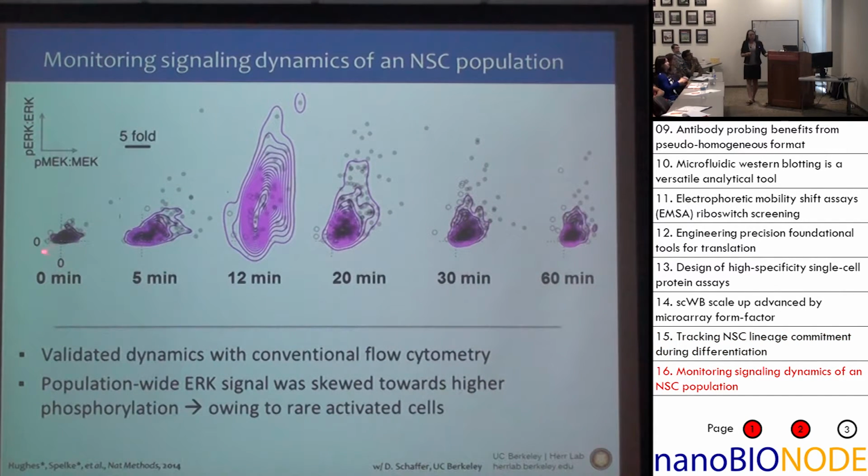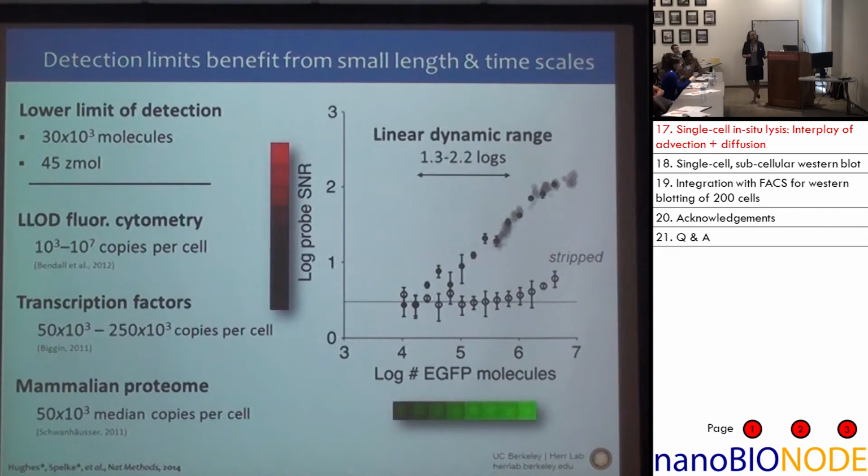Like flow cytometry, we can watch these signaling cascades as a function of time. So here on the x-axis, we're looking at phosphorylation of MEK, which is a particular MAP kinase protein. On the y-axis, phosphorylation of ERK, which is another MAP kinase. And you basically see this phosphorylation event, and then it propagates up to the ERK, and then over time it kind of collapses back down to the initial state with some rare cell outliers that maintain high levels of phosphorylation.